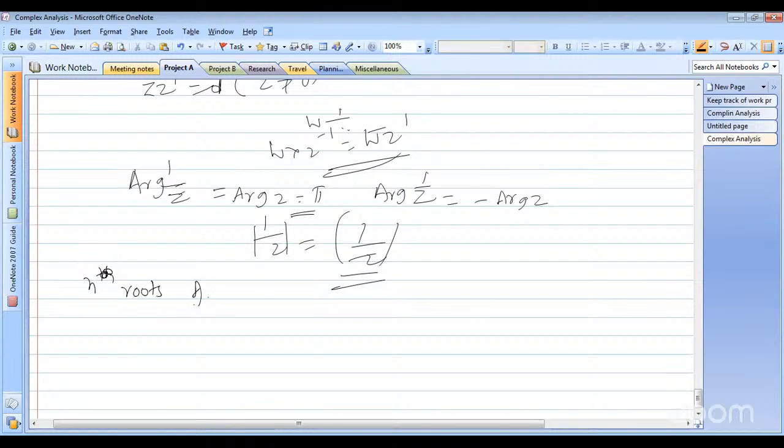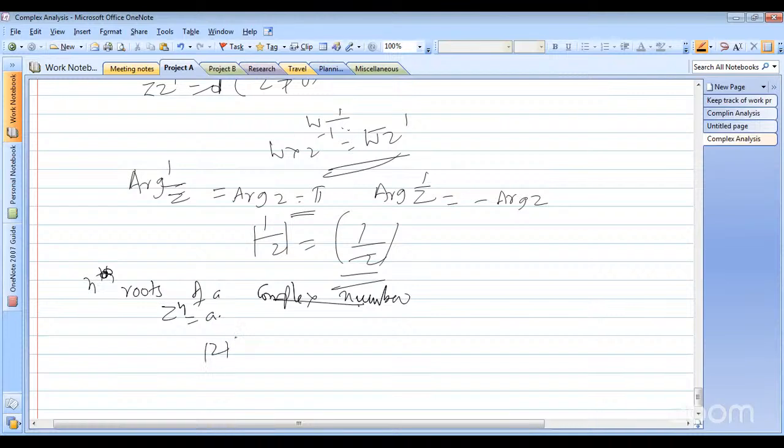Roots of a complex number. We are taking the nth roots of a complex number. Writing the complex number in polar form is very useful for solving the equation z to the power n is equal to a, where a is a given non-zero complex number and n is a positive integer.